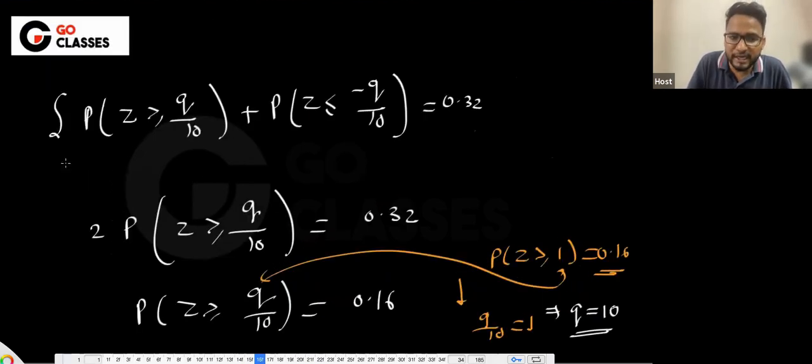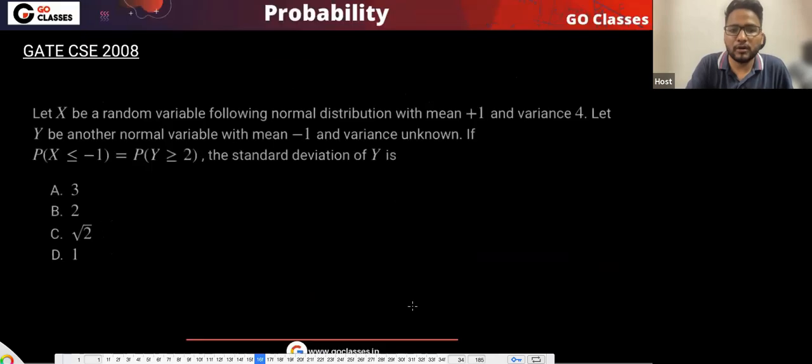So see, this is handy. If you know that this is the same as this, then sometimes it is handy in the problems themselves. Then we got the final answer, q equal to 10. So now let's solve this question. Has anyone tried this question at home?